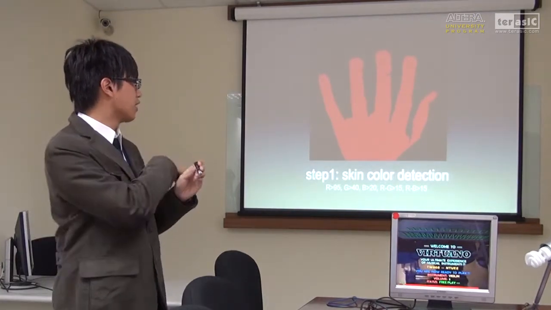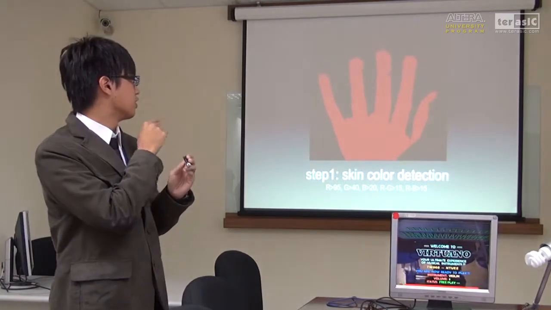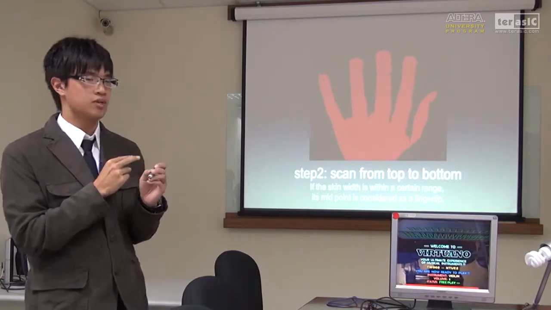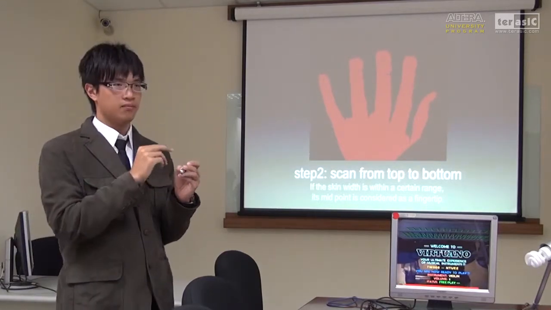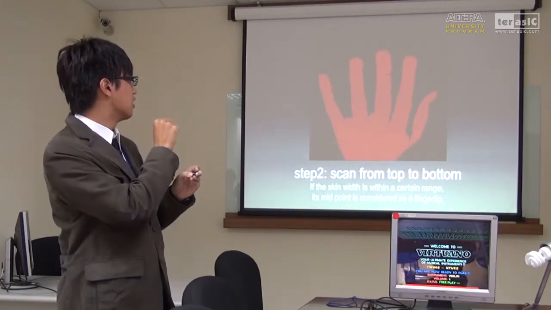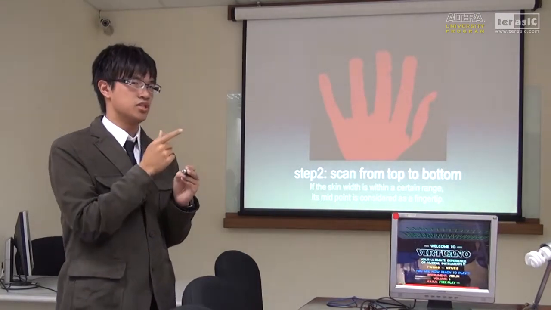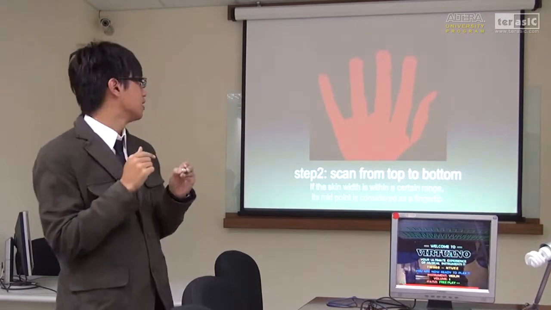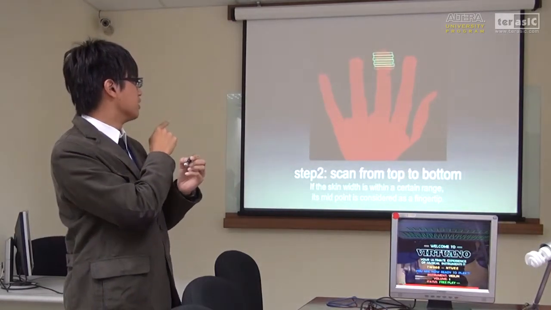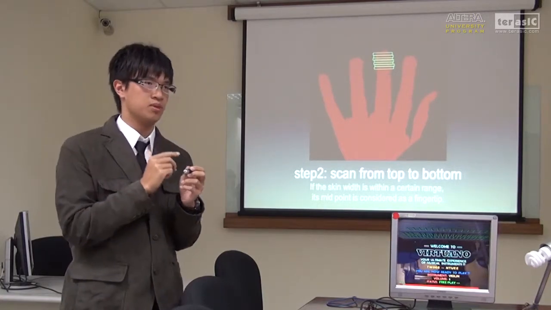Okay, so we have the shape of a hand here, colored red. And step 2, we scan from top to bottom. For each pixel line, if the width of the skin color is in a certain range, say about 20 to 50 pixels, then we choose the midpoint of this range as the fingertip.